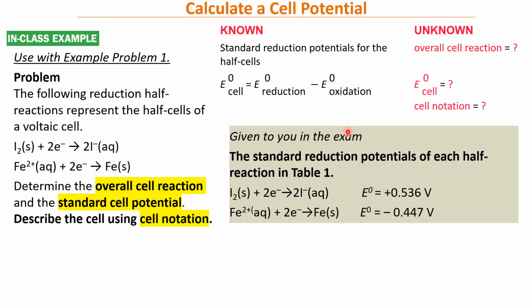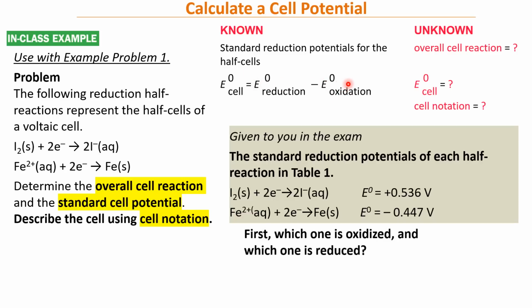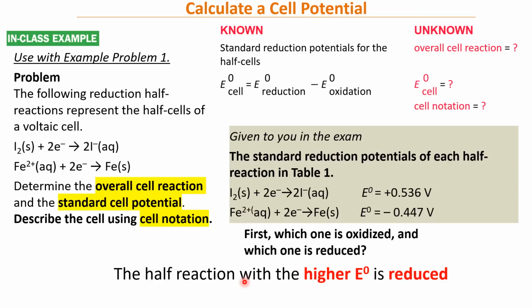Hello. So, as I told you, these values will be given to you in the exam. So you'll use them to find E naught cell. So the problem is which one is going to be reduction, which one is going to be oxidation. How can we know? So basically, the half reaction with the higher E naught is reduced. So which one has the higher or bigger E naught? It's this one, right?